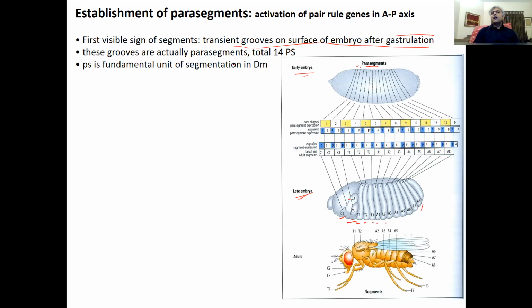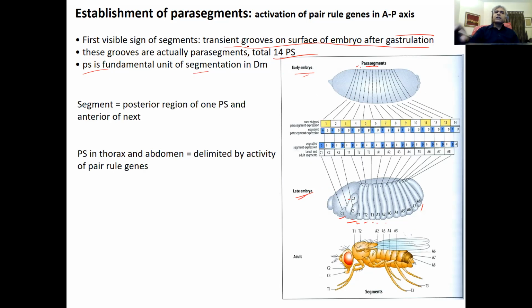And these grooves are referred to as PS1, PS2, PS3, parasegment 1, parasegment 2, parasegment 3, all the way up to 14 parasegments. And parasegment is actually the fundamental unit of segmentation in Drosophila. Now, what is a segment then? A segment is actually the posterior region of a parasegment and the anterior of the next.